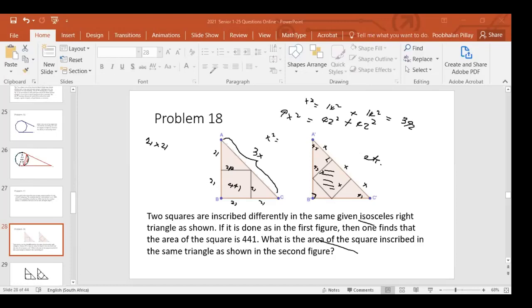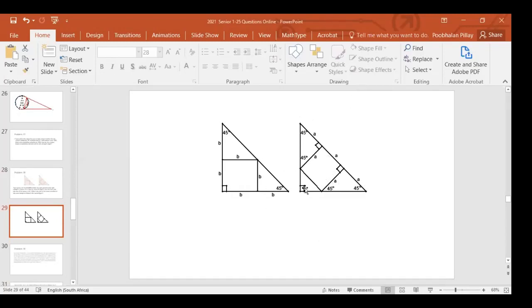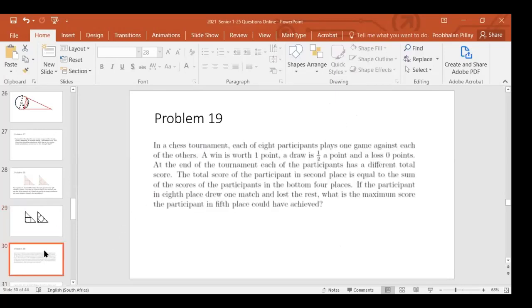And we go on to problem 19. I had a much nicer picture here, but anyway, problem 19. These problems become more and more difficult as we go along.